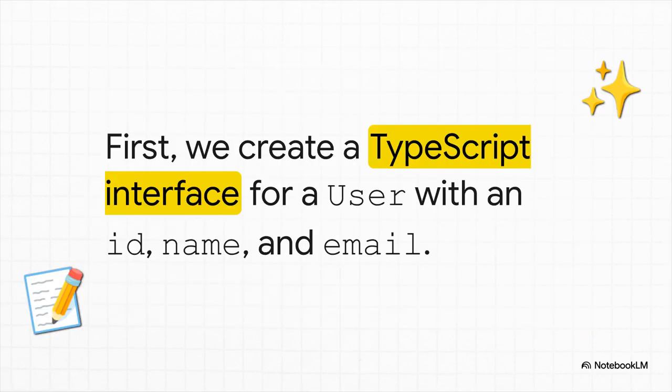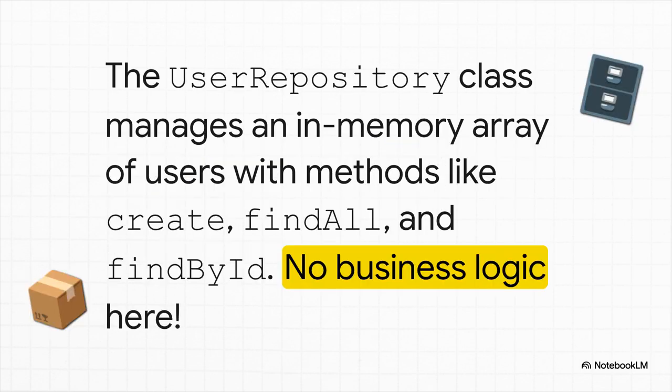So first things first, before we can manage any data, we've got to define what that data looks like. Here, we're just creating a simple TypeScript interface for a user. This acts like a contract, so we have a consistent shape for our user data everywhere in the app. Next up, we build the actual user repository class. Now, to keep this example really simple, we're just using a basic in-memory array. But you can imagine this could easily be a connection to a real database like Postgres or Mongo, and the methods are exactly what you'd expect: create, find all, find by ID. Just plain simple data management.